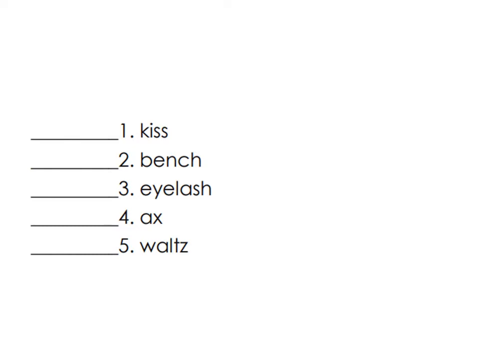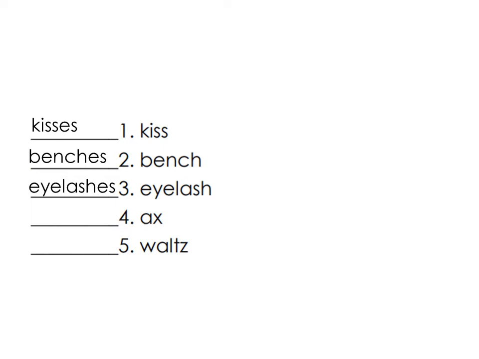So now let's answer it. The number one, the correct answer is kisses. Why? Because it ends with S and you put ES. The next one, the correct answer number two, benches. Because it ends with CH, you add ES to that word. The number three, eyelash. The correct answer is eyelashes. Because if the nouns end with SH, we put ES to make it plural.